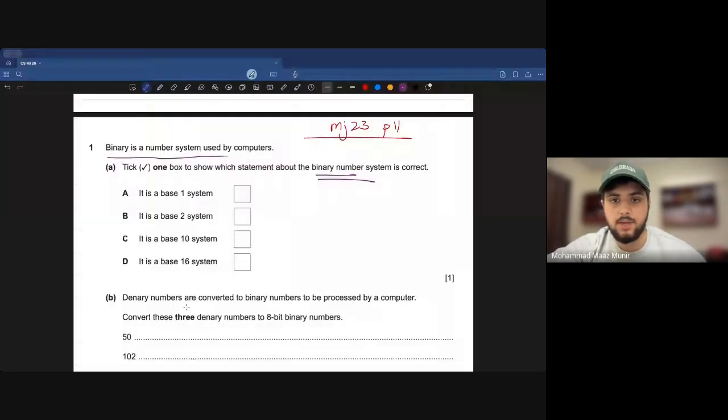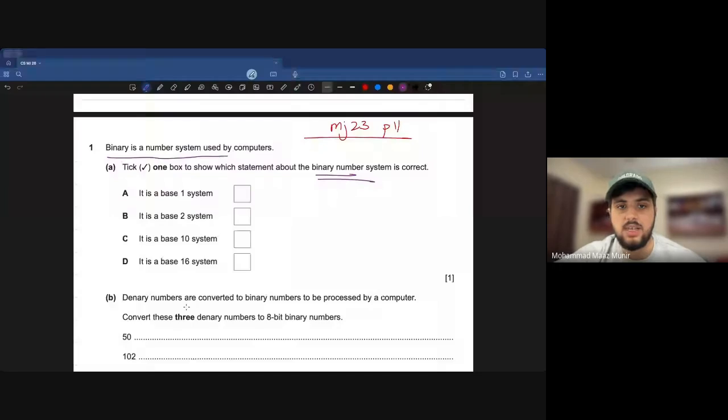So it's basically, again, a very straightforward basic question, and this asks us to deal with binary conversion. So let's solve this now. This is from your May, June 23, paper number 11, so the previous one was from paper 12. It says that binary is a number system used by computers. Tick one box with the statement about the binary number system that is correct.